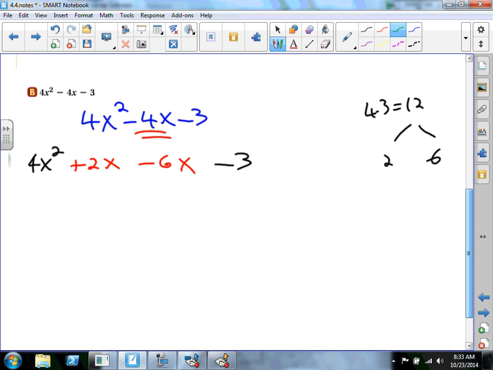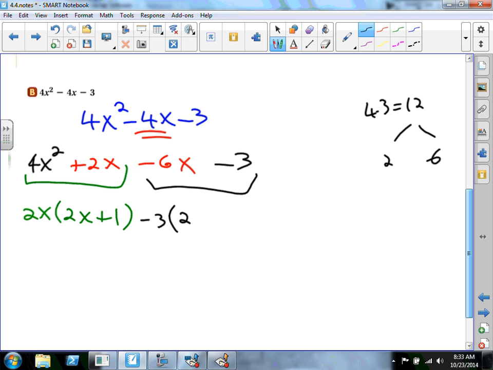And I look at the first two terms and I factor out the greatest common factor. And I look at the next two terms and I factor out the greatest common factor, which is a negative 3, and that leaves behind a 2x plus 1. And so when I factor this, my answer then is going to be 2x minus 3 and 2x plus 1.